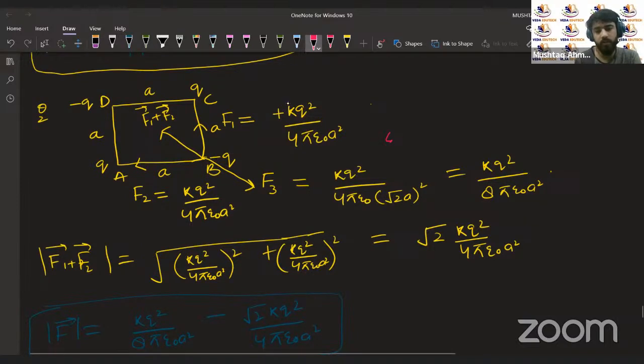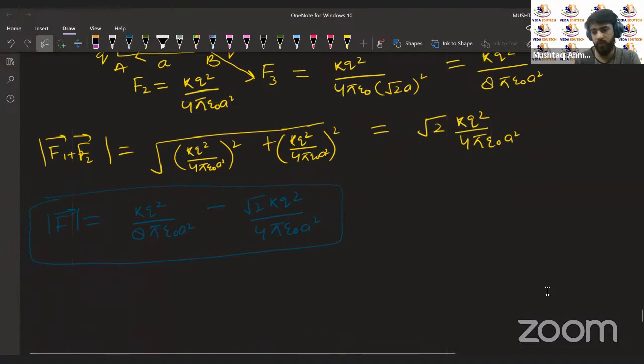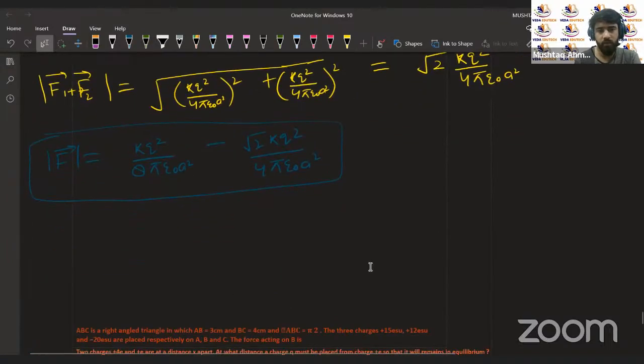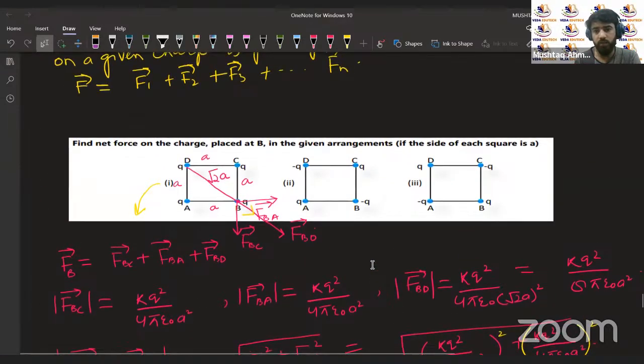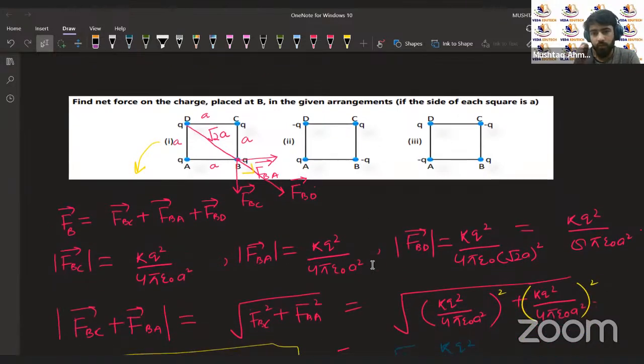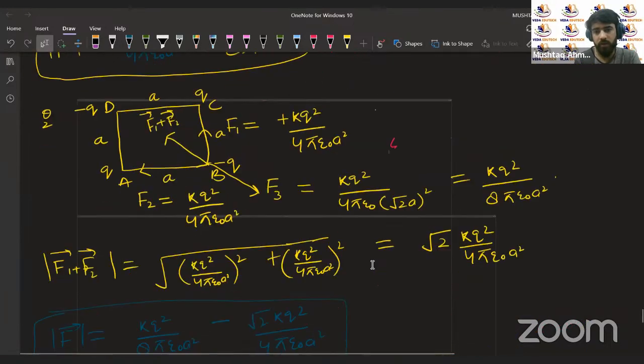We can see the net resultant force acting on the charge at B is different than in the previous case because of the change in the sign of the charges. Initially, we placed all four charges as positively charged, but in the second case, the charges placed at point D and point B are negative. So the net force on the charge at B will change now. Now there is a third configuration given, where minus Q and minus Q charges are placed at point A and C respectively. Let's try to see what will happen here.